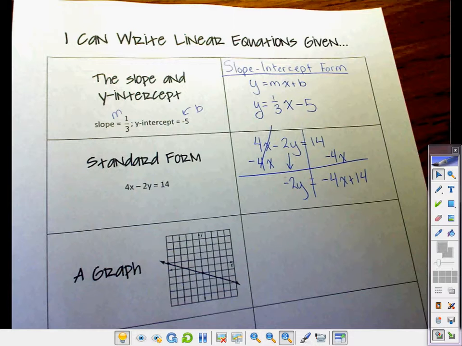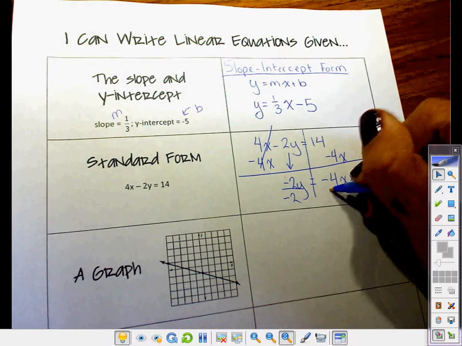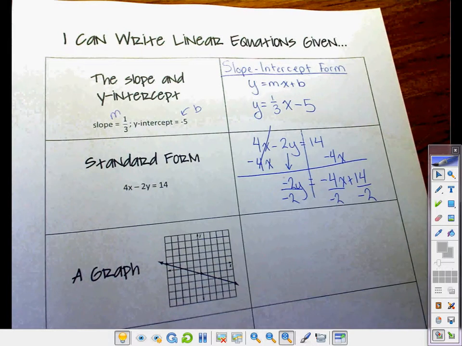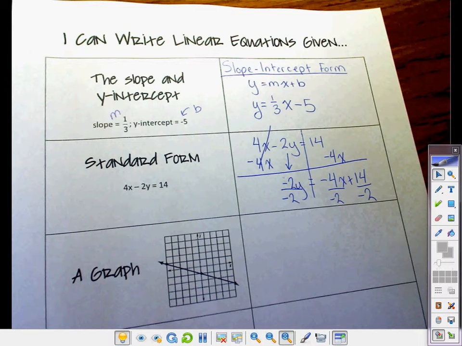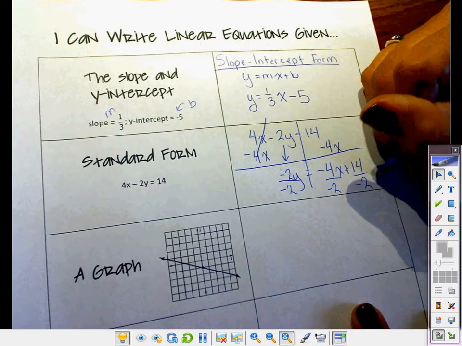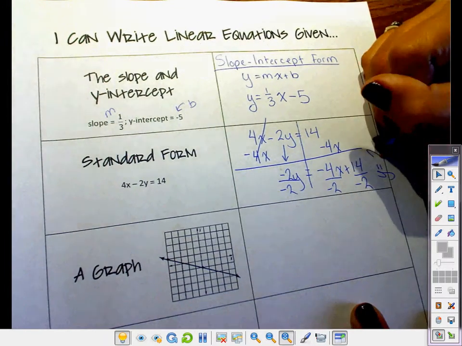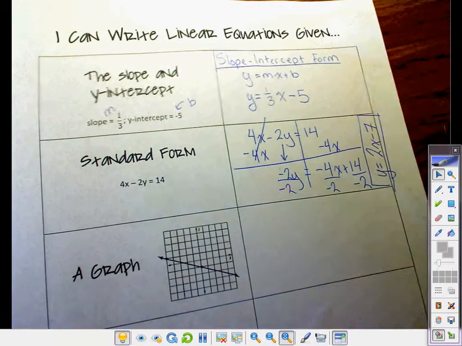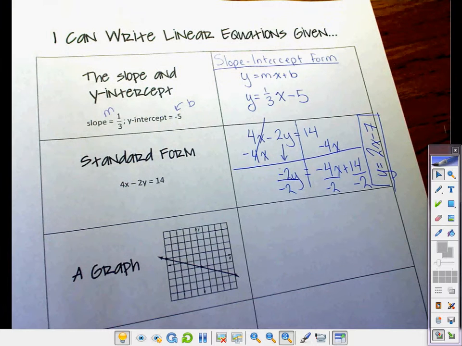Okay, and what's my last step? Divide by -2. Good. And make sure you divide everything by -2. You know what you get? You get y equals 2x minus 7. Excellent. So I ran out of room here, but it's going to be y equals 2x minus 7. Good job. Y'all are on a roll.